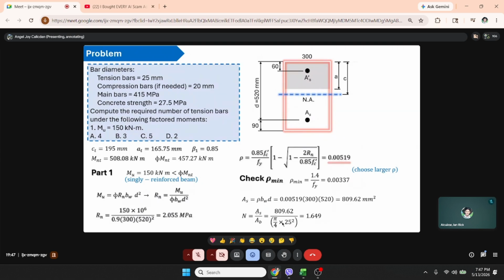And to get the number of bars, we'll just divide the required steel area sa bar. Sa given, ang tension bars should be 25 mm. So we'll use that one. And we get 1.649. But wala may 0.649 na bar. So mag-round up ta. So let's say 2 bars. So letter D.